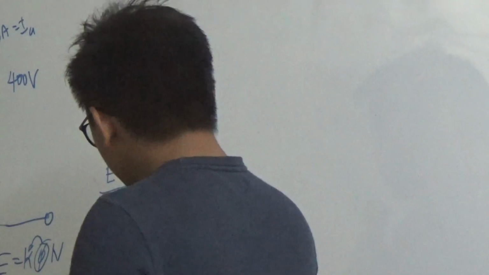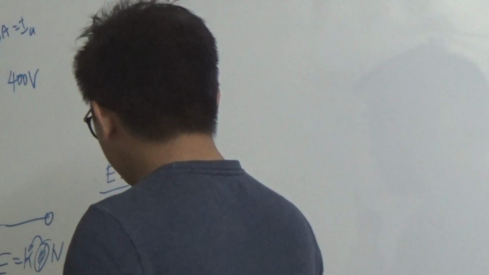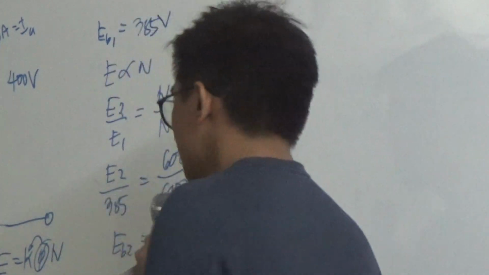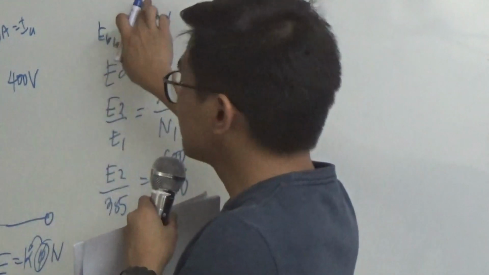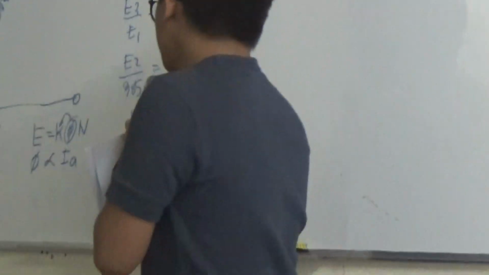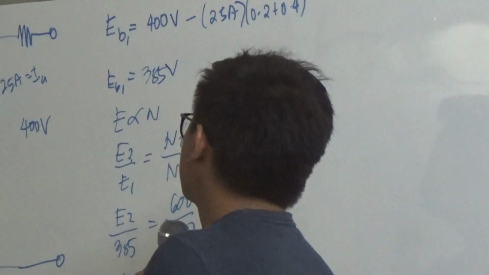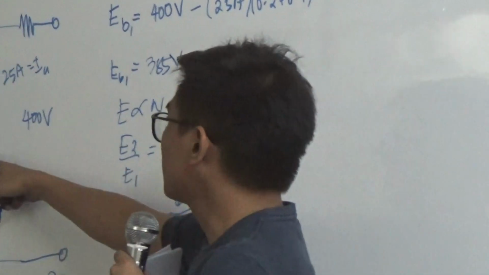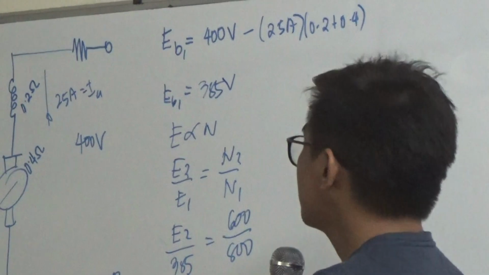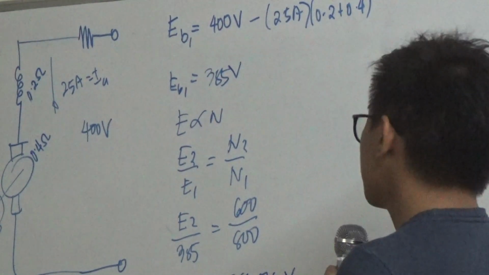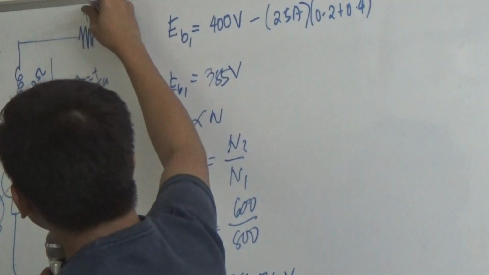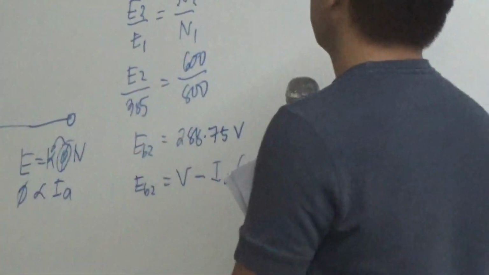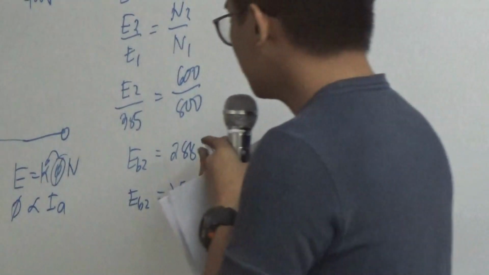Ilan? 288.75 volts. Then, balik tayo dun sa formula ng back EMF. So EB2 is equals to the voltage minus IA multiplied by, ito na yun, yung armature resistance plus the series speed resistance plus, let's say this is Rx. Lagay na lang ako, no? Rx na lang.